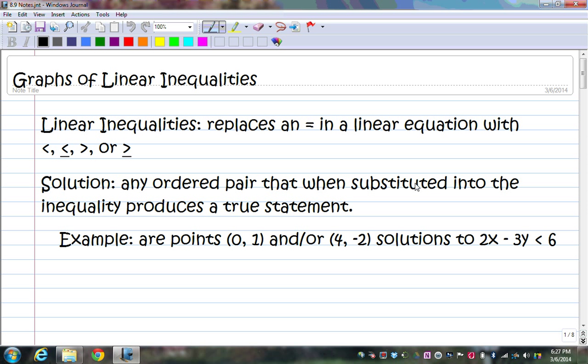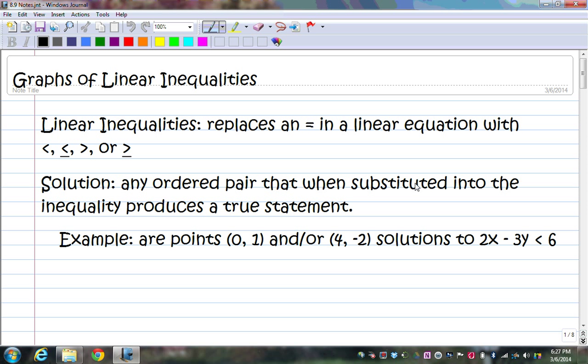Hello everybody. This video is going to teach you about graphs of linear inequalities. A linear inequality is just like an equation except the equal sign is replaced with a less than or equal to, a greater than or equal to sign. The solution, unlike an equation, a solution is any point that falls on the line.